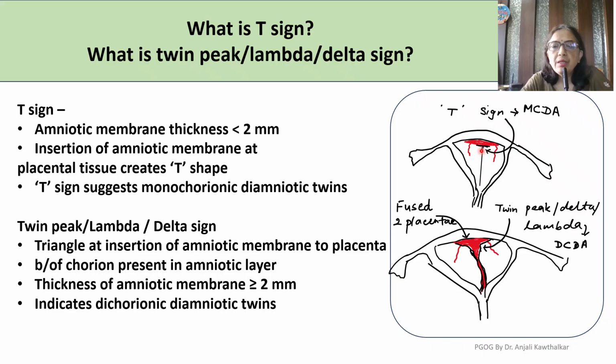So whenever it is a single placenta, we have to see whether there is a membrane. If the intervening membrane is thin, we look at the site of insertion to the placenta. If it is forming a T, it is suggestive of a monochorionic diamniotic pregnancy.